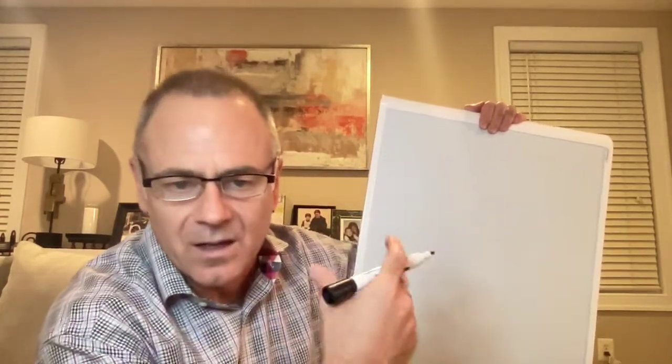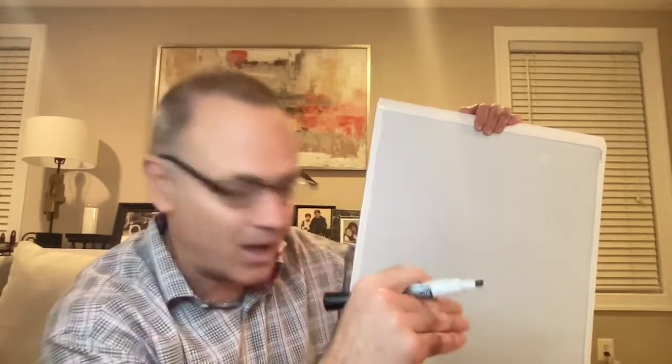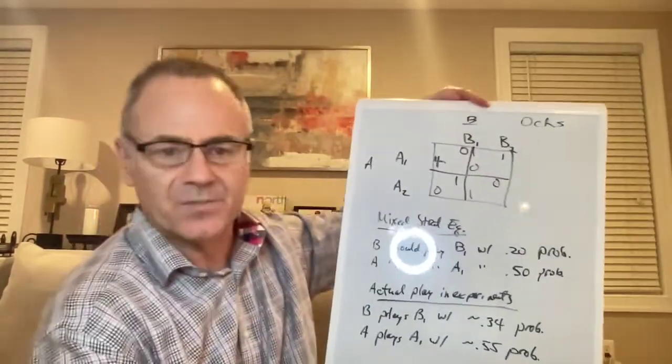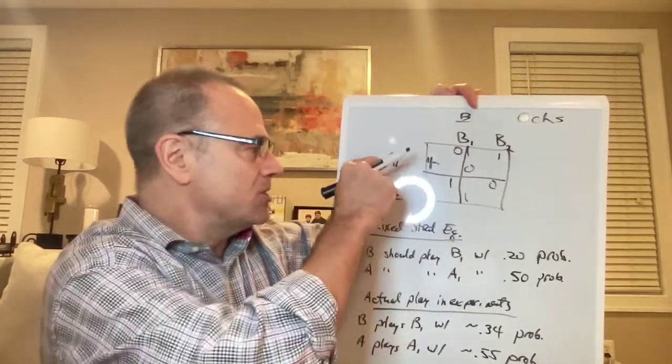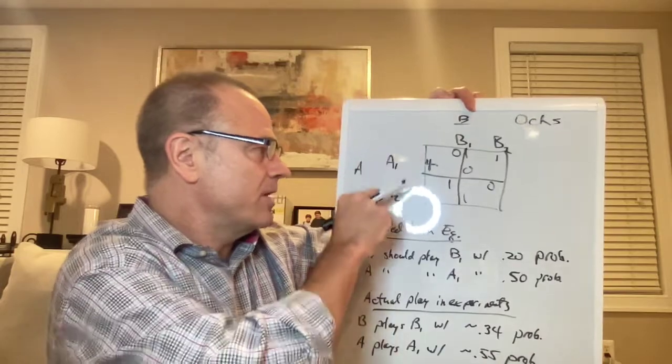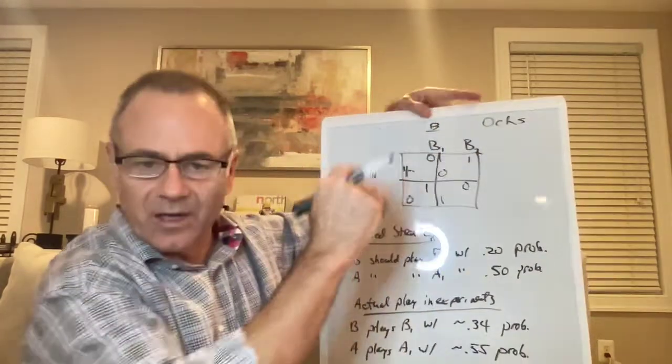I'm going to write McKelvey-Palfrey's definitions, but then I'm going to say, well, what if we were applying this to the ox game? So remember the ox game? It's like matching pennies. There's two players. Each player has two actions. A has A1 or A2. B has B1 or B2.